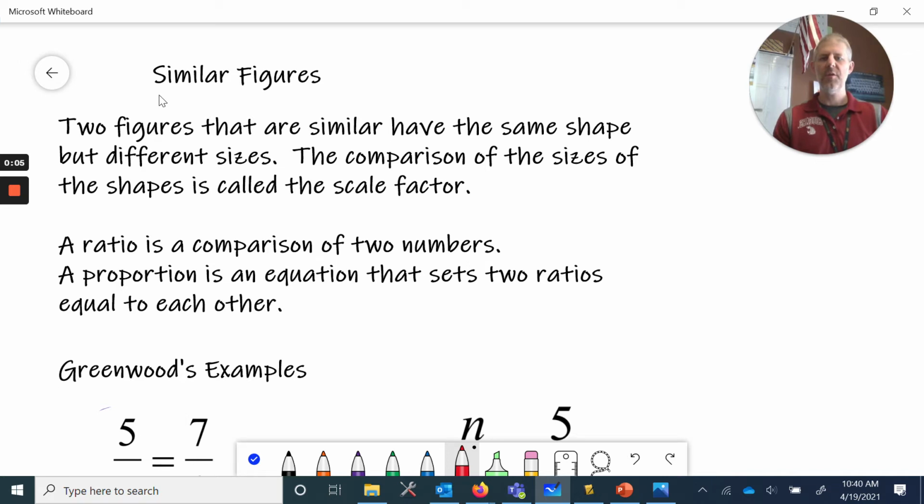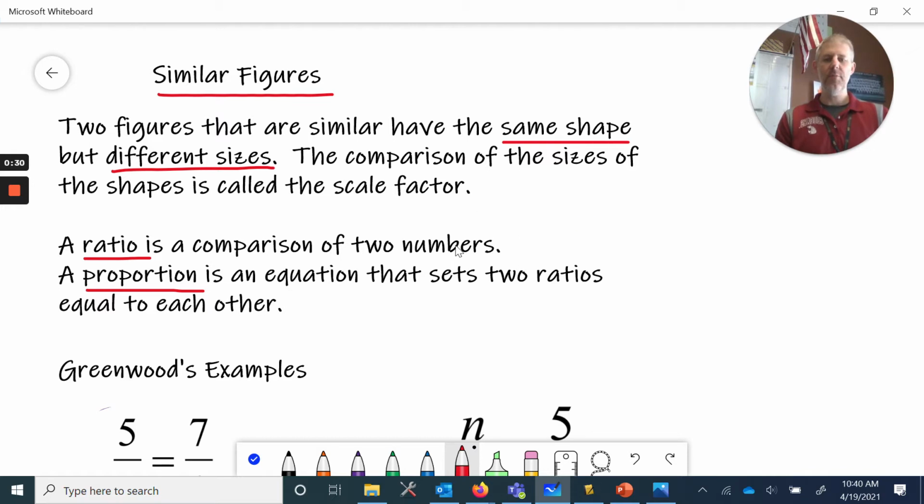Today's video I'm going to talk about similar figures, ratios, and proportions. So just real quickly, two figures that are similar have the same shape, but they have different sizes with one small exception. So if we think about two triangles that are both 45, 45, 90, if they had different side lengths, they would be similar because they're the same shape of triangle, but they're different sizes.